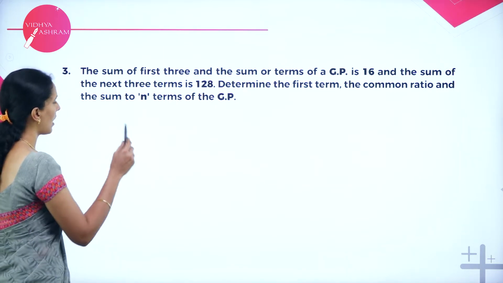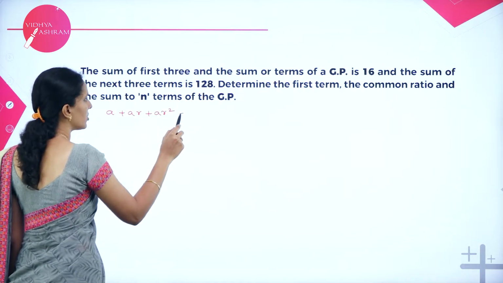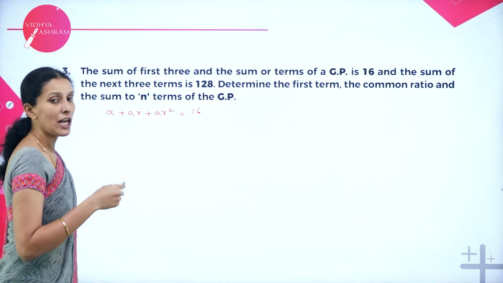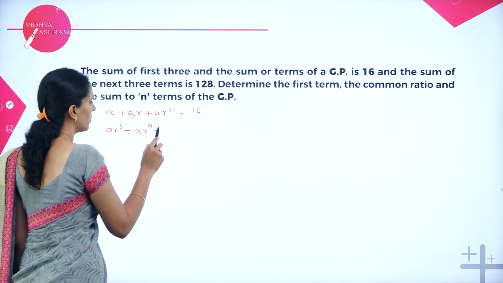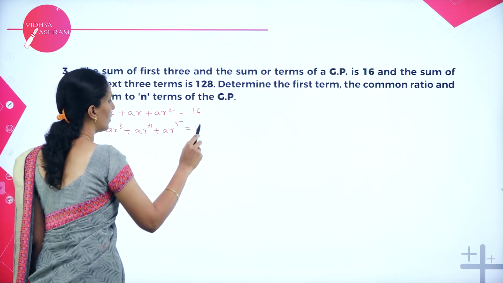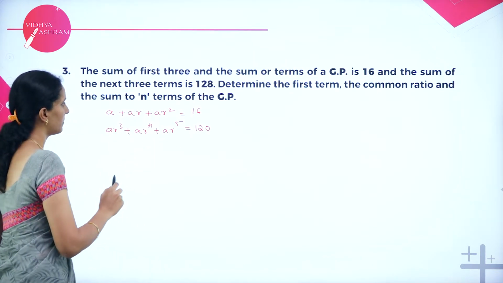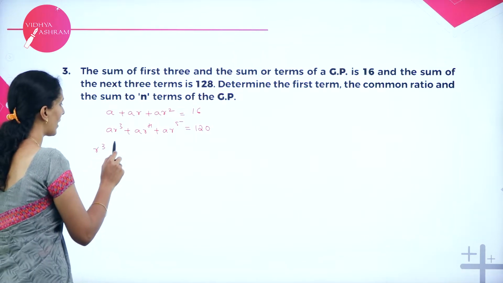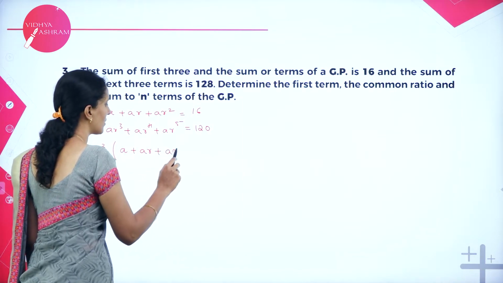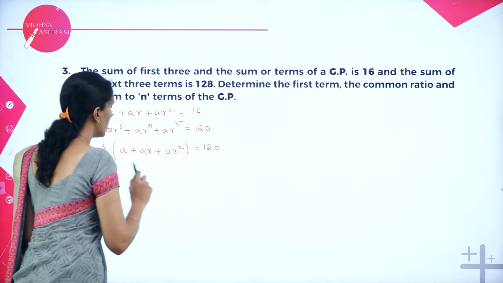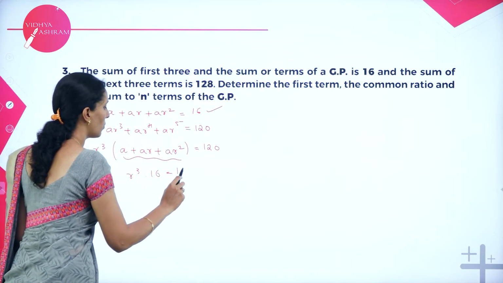So first terms are A plus AR plus AR square, which is 16. Next they have given the next 3 terms, that is AR cube, AR power 4, AR power 5 is equal to 120. So here, if I take R cube as a common factor, I'll get A plus AR plus AR square is equal to 120. So this is actually 16 given. So R cube into 16 is equal to 120.